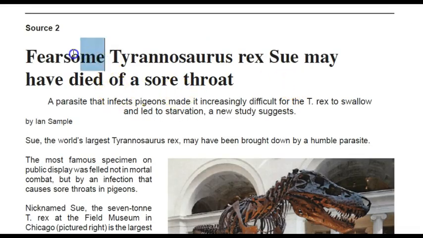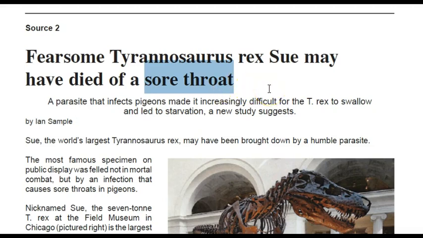So the first thing I notice is that this is a fearsome Tyrannosaurus rex. An unusual name, Sue, which doesn't really fit in with having a fearsome T-Rex, may have died of a sore throat. Now, a sore throat is a minor illness, so I'm intrigued. I want to find out more. And the heading is in big, bold writing, which attracts my attention as well.